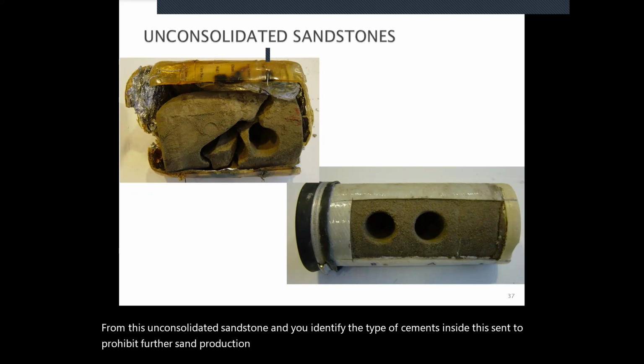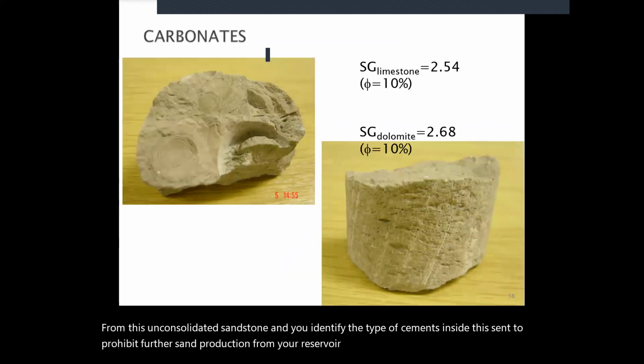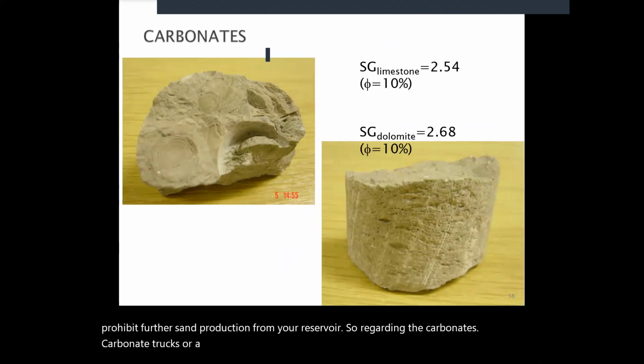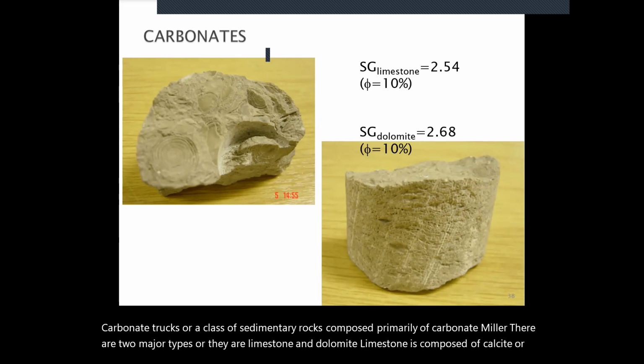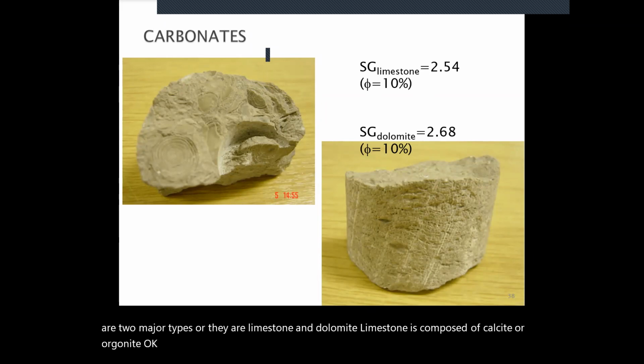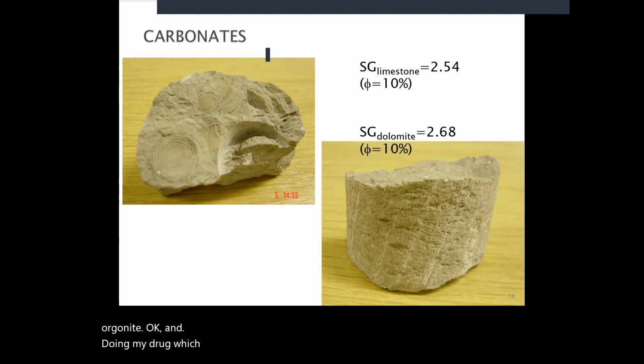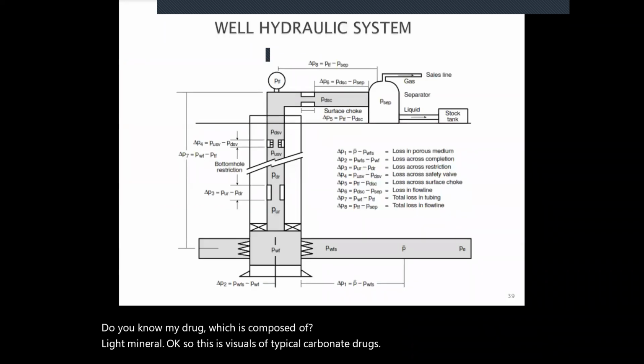Regarding the carbonates, carbonate rocks are a class of sedimentary rocks composed primarily of carbonate mineral. There are two major types: limestone and dolomite. Limestone is composed of calcite or aragonite, okay, and dolomite rock is composed of dolomite mineral. Okay, so these are visuals of typical carbonate rocks.